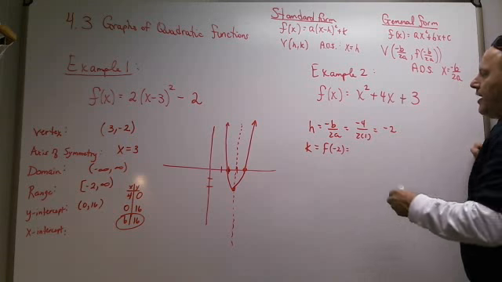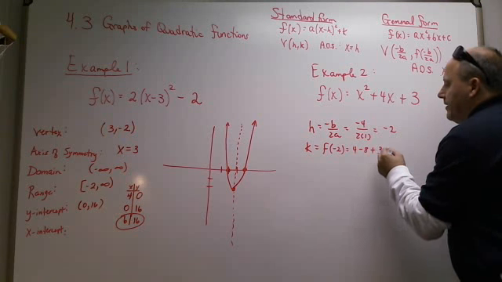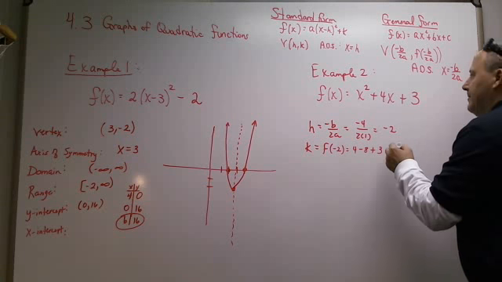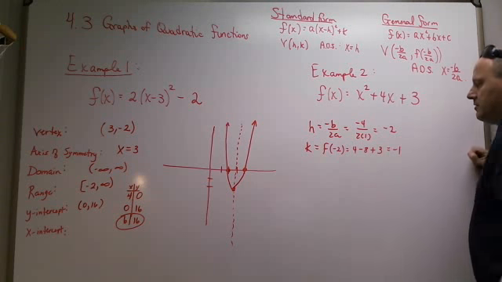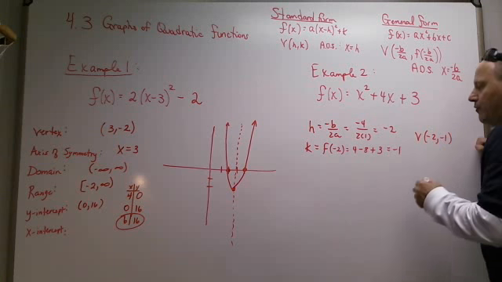So negative 2 squared is 4. 4 times negative 2 is a minus 8 plus 3. And looks like to me about negative 1. So the vertex is at negative 2 comma negative 1.